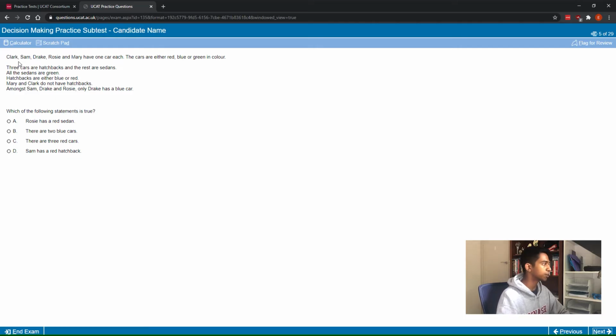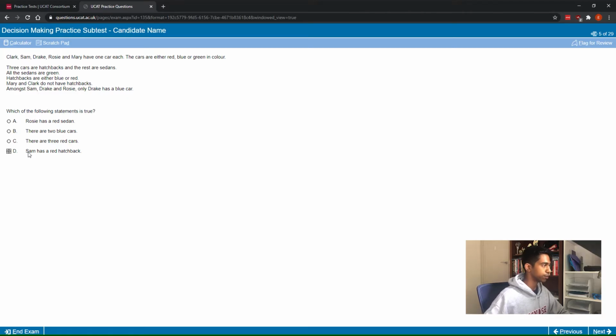And now I also know that all the sedans are green. So Clark has a green sedan and Mary has a green sedan. And then I also know that amongst Sam, Drake and Rosie, only Drake has a blue car. And these 3 all have hatchbacks. So looking at these answer options, we know that Rosie does not have a sedan, so A is not true. We know that there is only 1 blue car because only Drake has a blue car. We know that there can't be 3 red cars, so it must be D. Sam has a red hatchback.